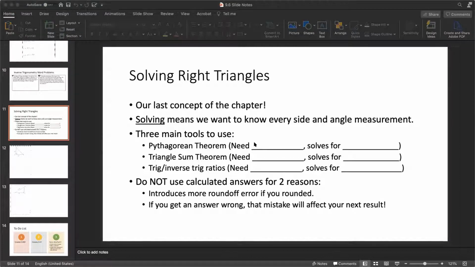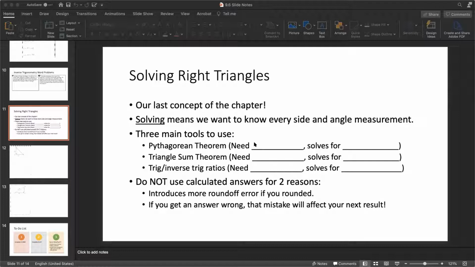So our last topic of the chapter is solving right triangles. When we say we solve something, it means that we want to know everything about it. We want to know all the sides. We want to know all the angle measurements. Every piece of information we want to know.